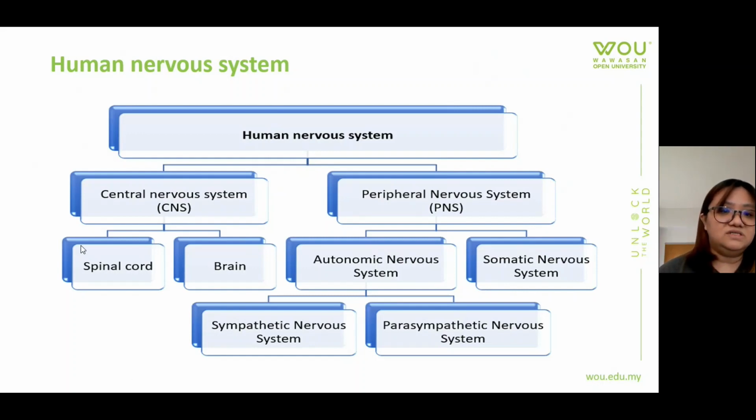For the central nervous system, we will start from here first. Please remember, for the CNS, the central nervous system consists of two main parts. The first one is our brain. The second one is our spinal cord. And after that, we will go through the peripheral nervous system, where we will touch on autonomic and somatic, and after that the sympathetic and parasympathetic. So we start from the CNS first.